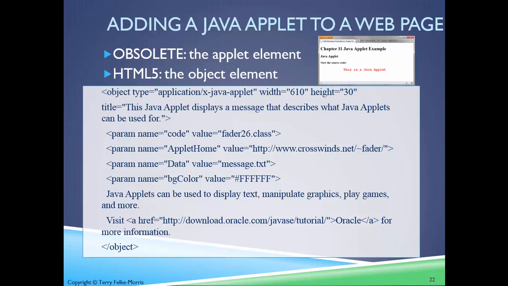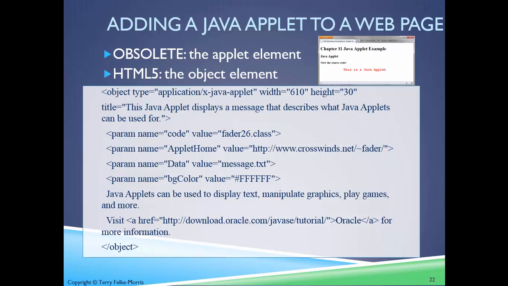They mention in there that the applet element is obsolete, which means it's being deprecated. You shouldn't use it. But on the other hand, HTML5 has the object element. And notice all the different stuff that you have to put in there. Some of the things that go along with this are the type, which specifies the MIME type, and that's going to be set for a Java applet to application/x-java-applet.